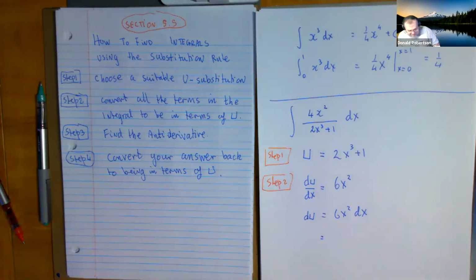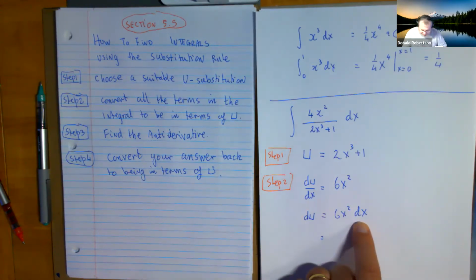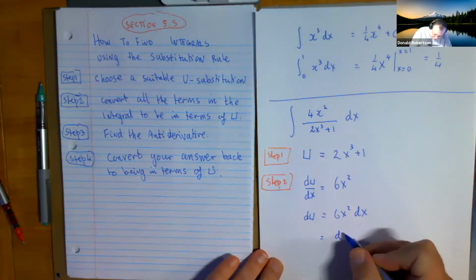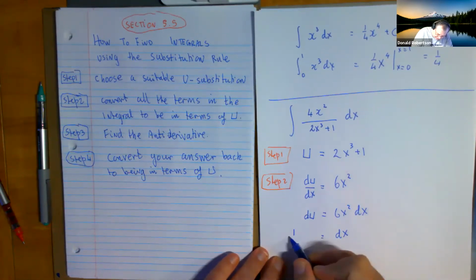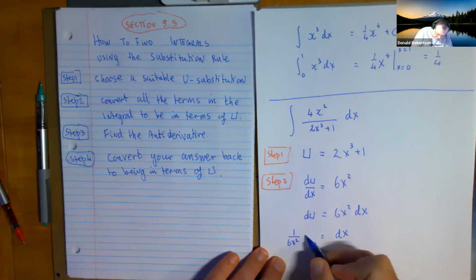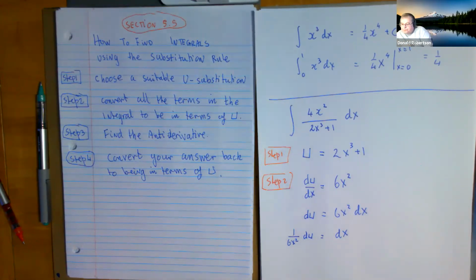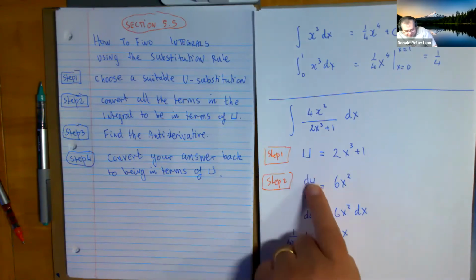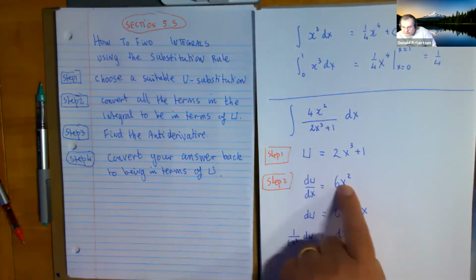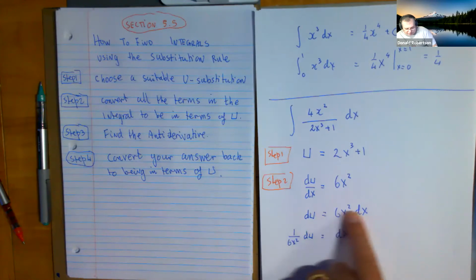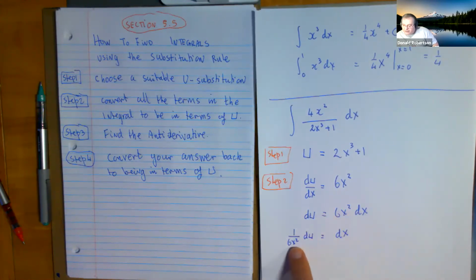Well, my goal is to figure out how to change dx into something on its own, just to isolate the dx. That's all I'm going to do right now in step 2. If I want to find out what dx is, would you agree it's 1 over 6x squared du? So you take your u sub, you differentiate it with respect to x, you do a little, I call this the crossover, and then you divide, right?